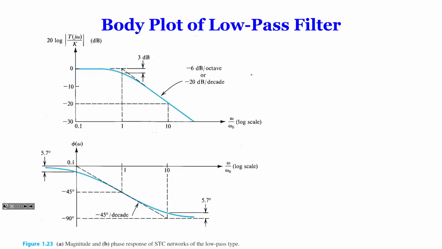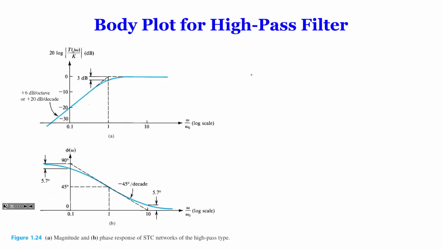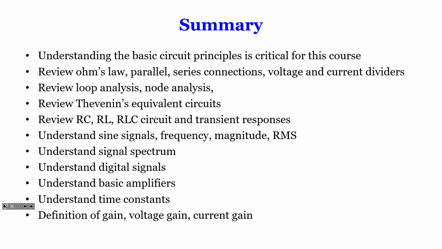We'll do this a little bit in chapter 7, we'll review this one. And this is for low frequency response, or high pass. High pass means for high frequency, the amplification is the maximum, but as frequency drops, the gain becomes smaller, and the same thing in the bottom is phase shift, right? So that concludes our chapter 1.